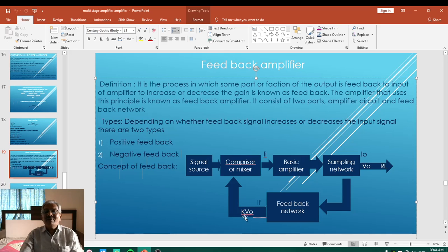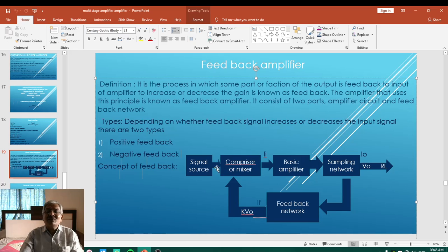And suppose the feedback factor is negative, then the feedback signal fed back to the input is out of phase with the input signal. And if it is out of phase with the input signal, it is subtracted from the input, which reduces the input. Hence, it reduces the gain of the amplifier, and this happens in the negative feedback amplifier.